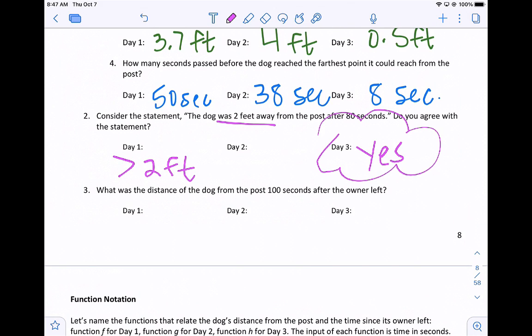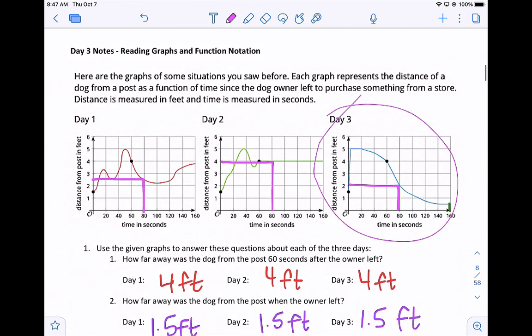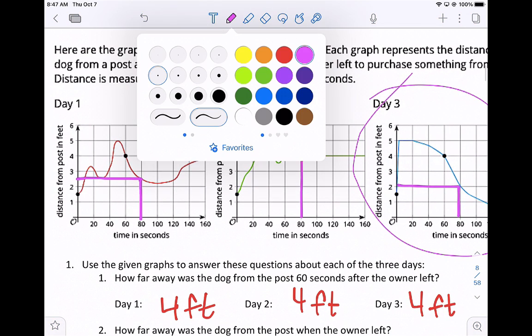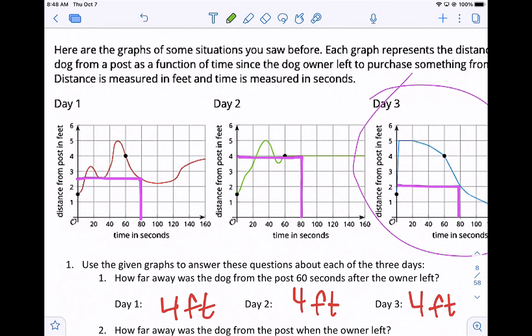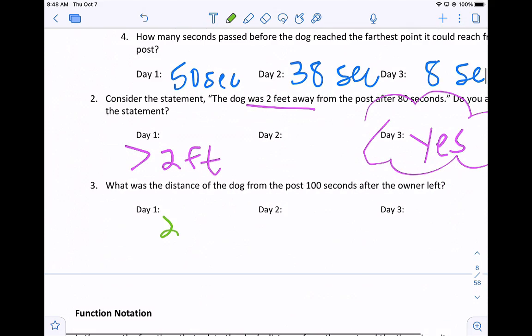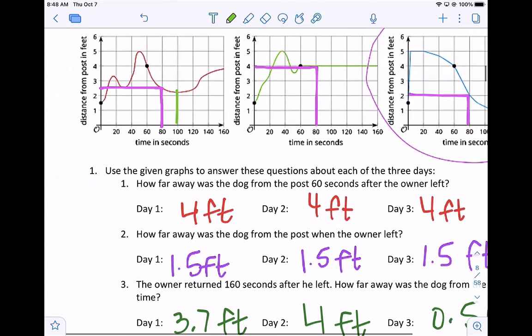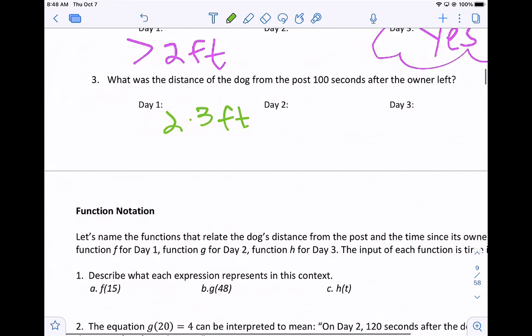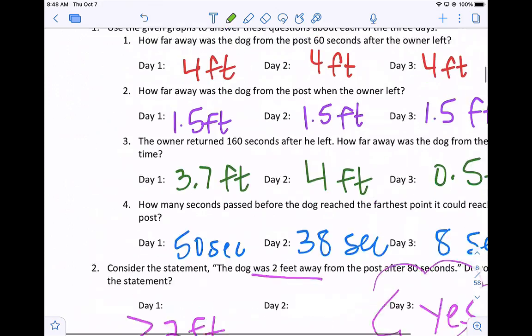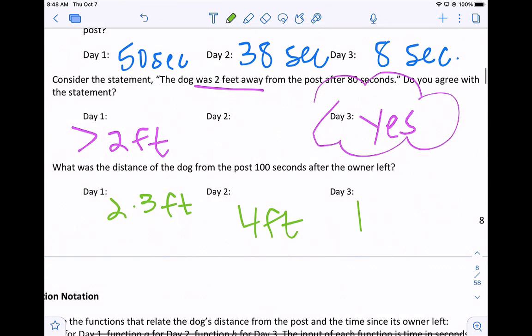And then number 3, what was the distance of the dog from the post 100 seconds after the owner left? Okay, 100 seconds after the owner left. So in graph 1, it's about 2.3, 2.4. Day 2, at 100 seconds, it was 4 feet. And day 3, it was about 1.3, 1.4 feet.